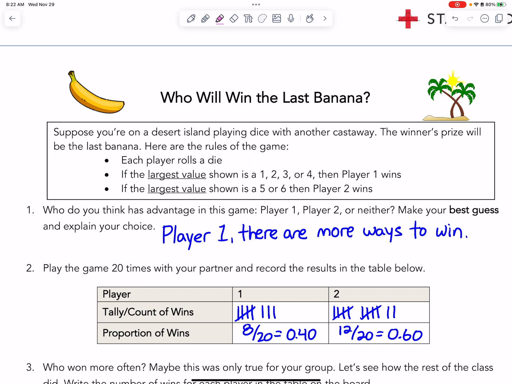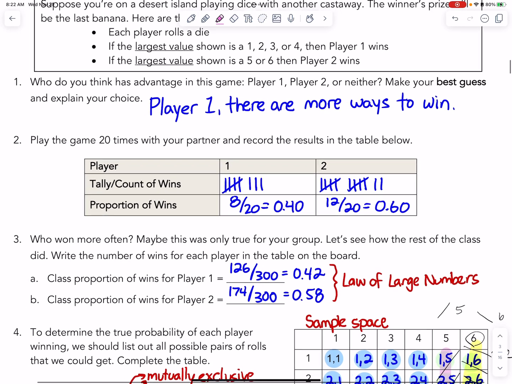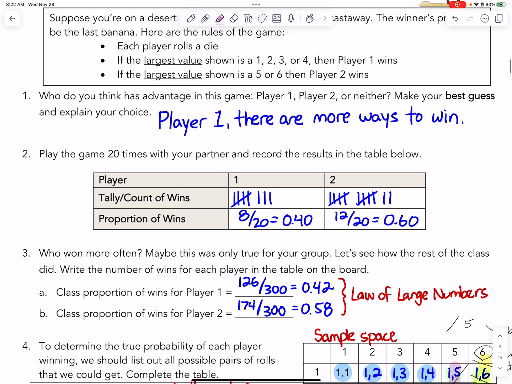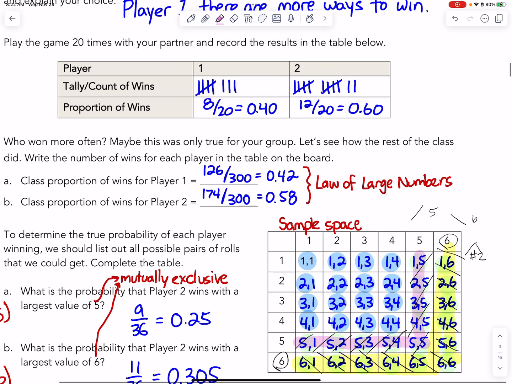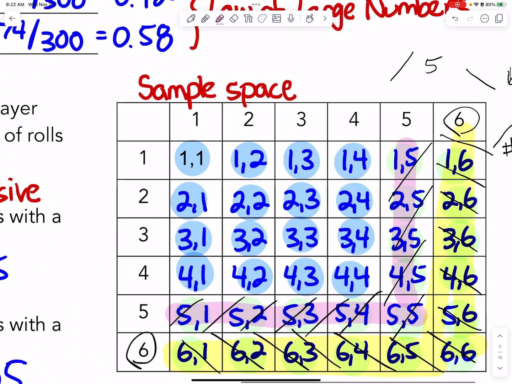So when I did this on mine, player 1 only had 40% and player 2 had 60%. So in my particular one, player 2 won more games. The class proportion actually had 58% for player 2 and only 42% for player 1. So the law of large numbers says the more and more trials that are done, the closer it gets to the actual probability. So then we're going to see what the probability is. I have my chart colored in a couple of different ways, and I'm going to explain what it means in a second.